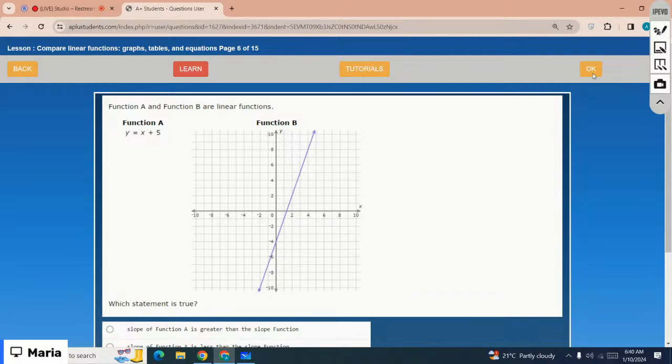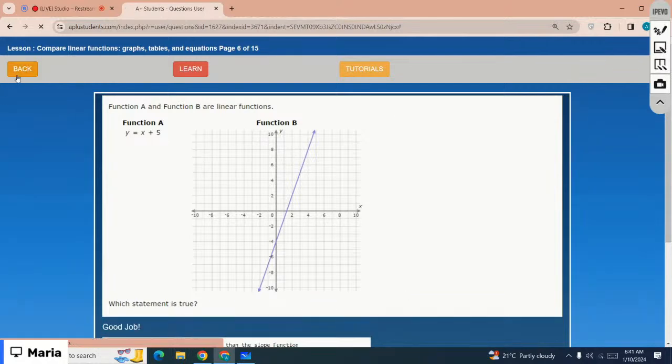Okay, function A and function B are linear functions. Which statement is true? So, which is the correct option? The correct option is slope of function A is less than slope of function B, right? Okay, you can complete the lesson by yourself later today.